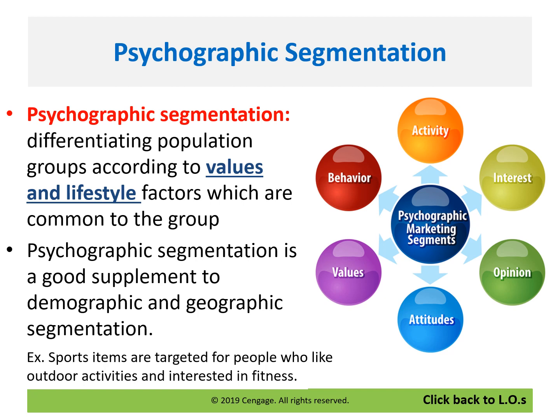Next is the psychographic segmentation. This is differentiating the population groups according to their values and lifestyle factors, which are common to the group. Psychographic segmentation could be any of these: activities, interests, opinions, attitudes, values, and behavior. So, psychographic segmentation is a good supplement to the already mentioned demographic and geographic segmentations. For example, sports items are targeted for people who like outdoor activities and are interested in fitness.